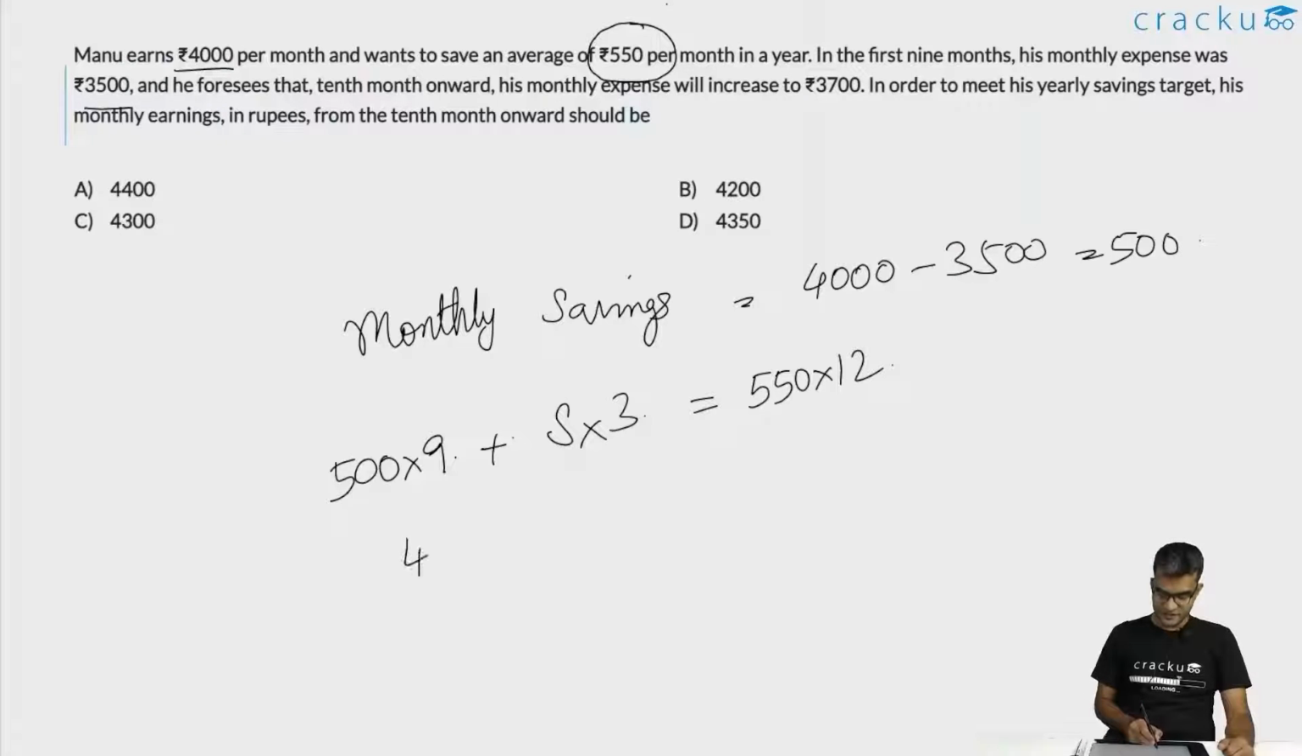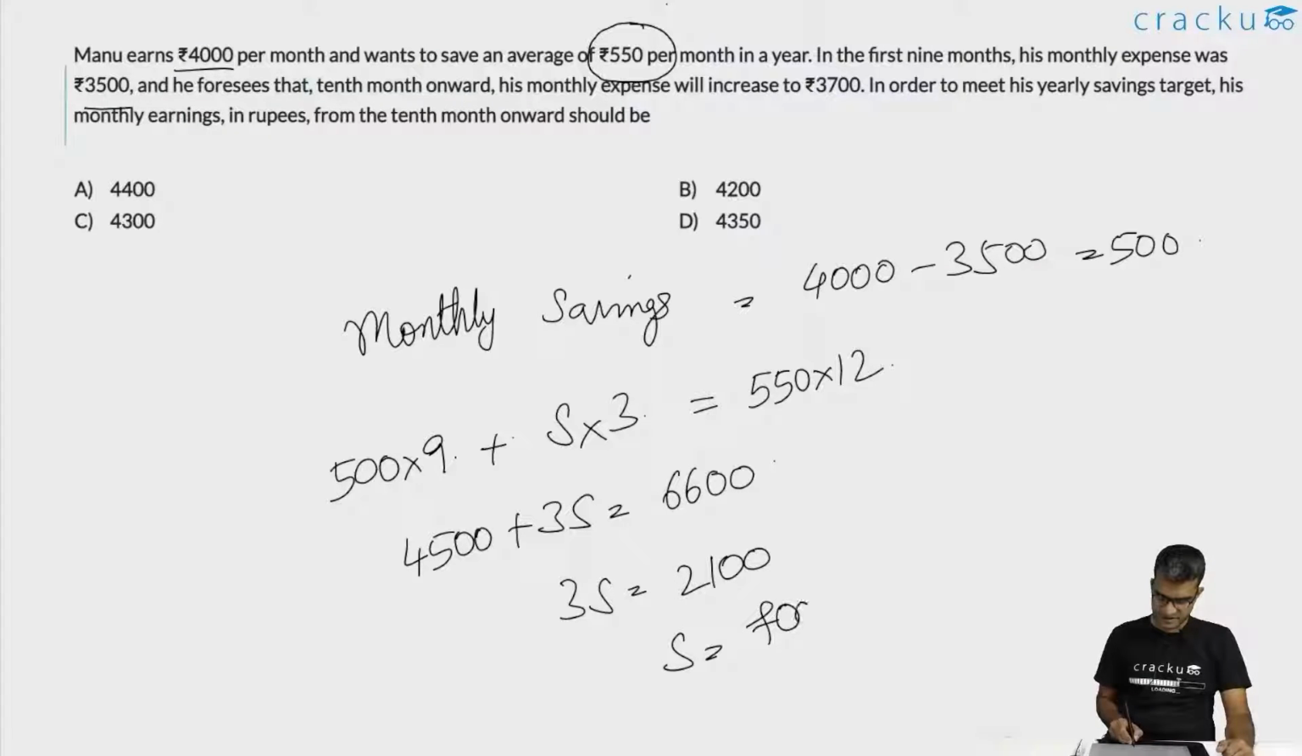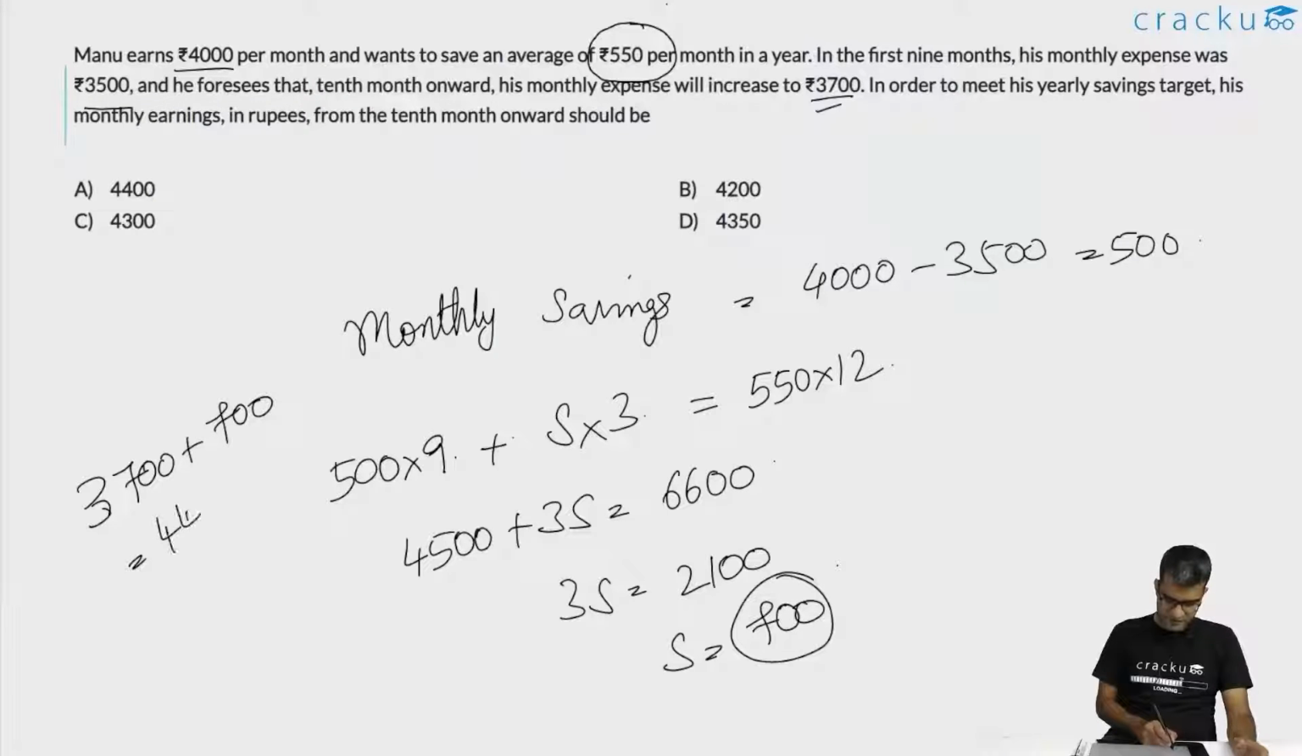500 into 9 is 4,500 plus 3s is equal to 550 into 12, which is equal to 6,600. Or the value of 3s is equal to 2,100, or the value of s is equal to 700. So in the last 3 months he has to save at least 700 per month. His expenses in the last 3 months is 3,700 per month. So his earnings in the last 3 months should be 3,700 plus 700, which is equal to 4,400. So the answer for this case is option A.